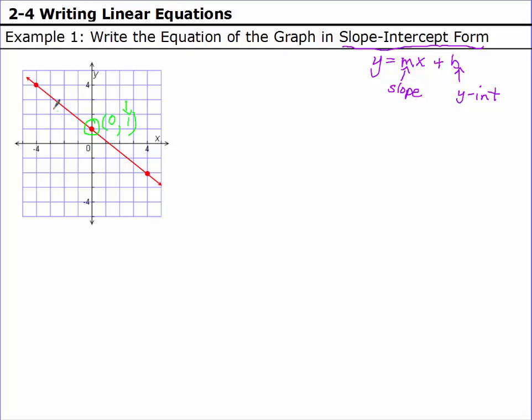Then our slope, we just do a rise over run. So my rise, I'm going to go negative 1, 2, 3. Our run, 1, 2, 3, 4. So it looks like my slope is negative 3/4. My y-intercept is 1. So I can write out a pretty easy equation here. y equals negative 3/4 x plus 1.